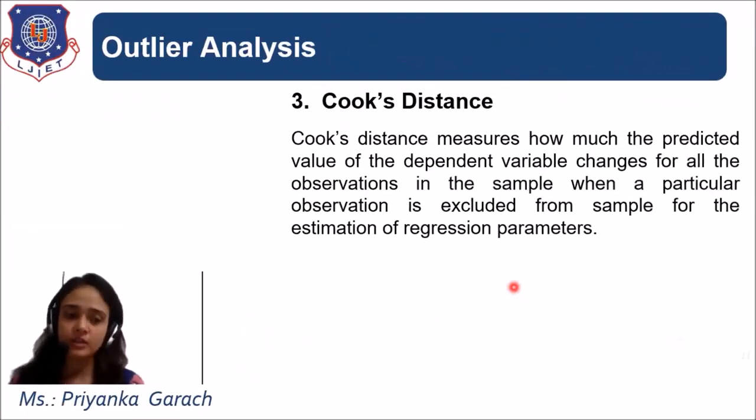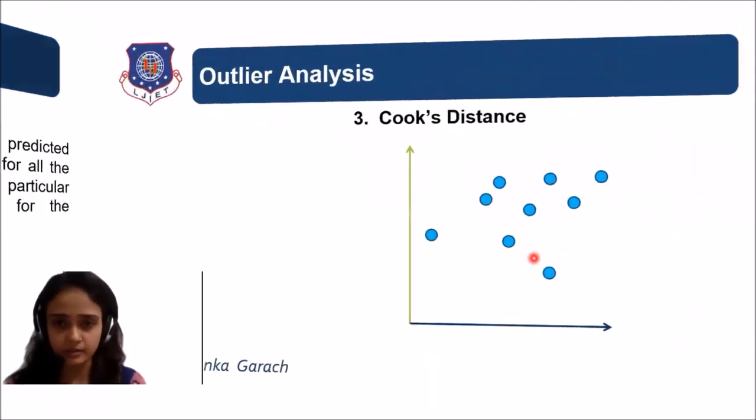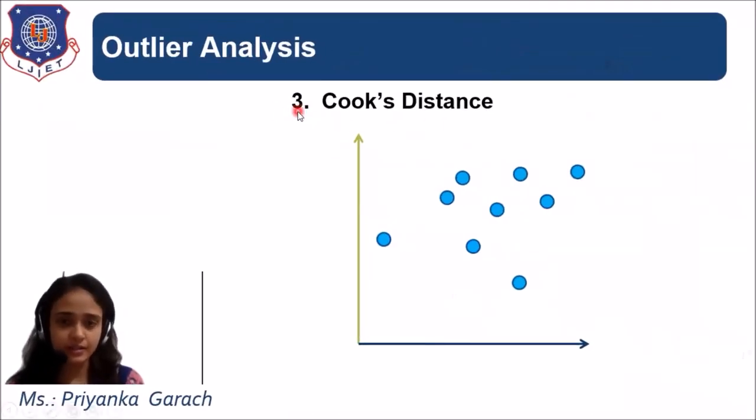Now the next one is Cook's distance. Cook's distance measures how much the predicted values change for all the observations in the sample when a particular observation is excluded from the sample for the estimation of the regression parameters. So this is my Cook's distance.